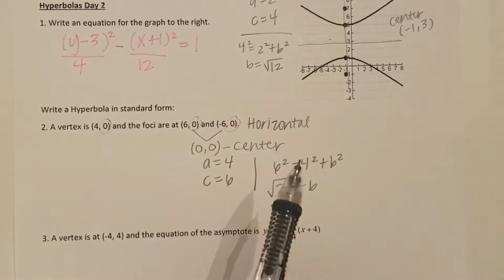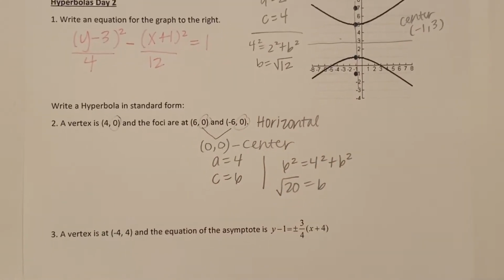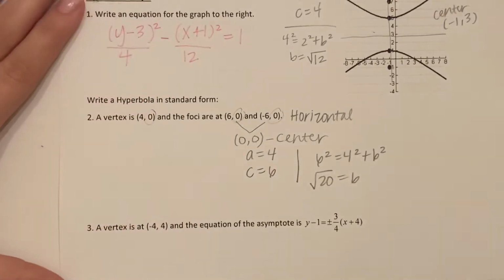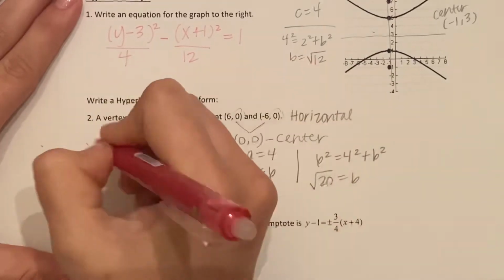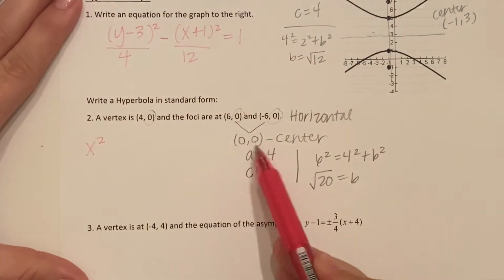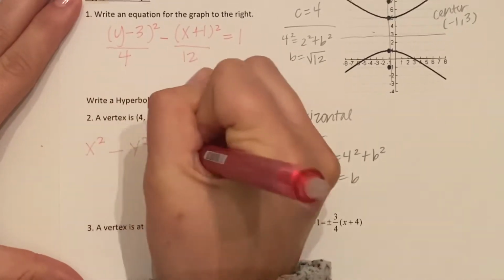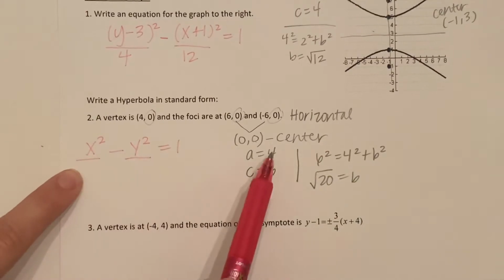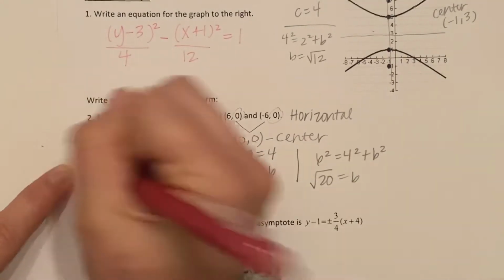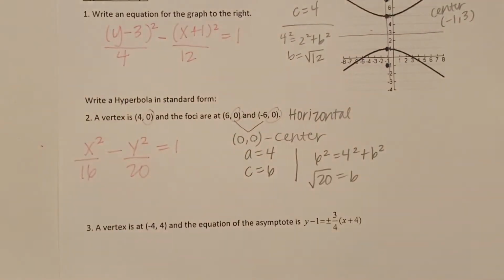So I have A, I have B, I have my center, I know it's horizontal. I'm ready to rock and roll, sis. So it's horizontal, I'll put sister x first. I'm just going to write x squared because the center is 0, minus y squared equals 1. A comes first. 4 squared is 16. B comes next, so the square root goes away. Woohoo! Any questions?